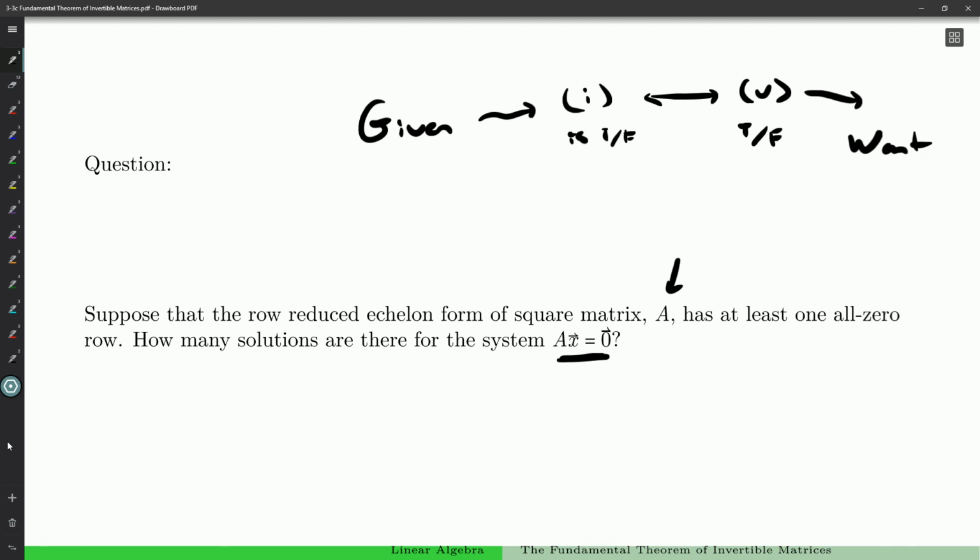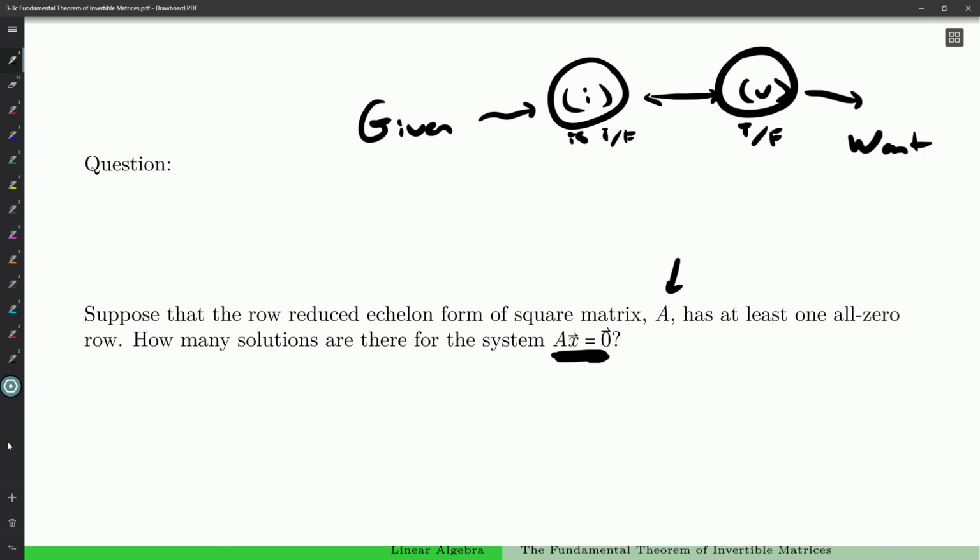Okay? Now, what are we asked about here? We're asked about homogeneous systems. Is there a result in the fundamental theorem of invertible matrices that talks about homogeneous systems? Well, yeah, number 3. And for the record, you don't actually need to memorize which ones are which. You just need to know the statements and that they're all connected. So is there a result about solutions for homogeneous systems? Absolutely there is. Statement 3.